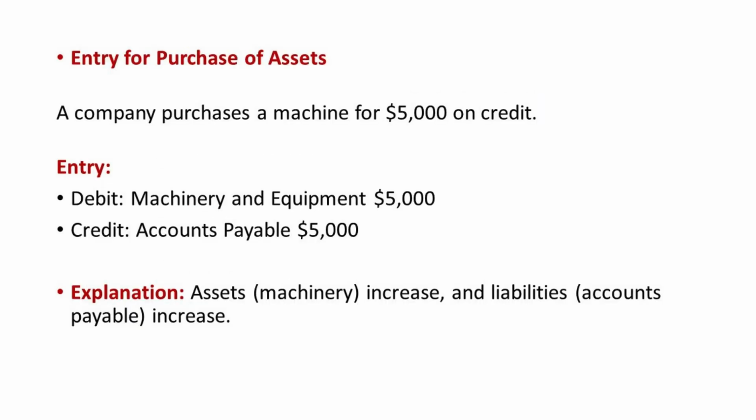Entry for purchase of assets. A company purchases a machine for $5,000 on credit. Entry: debit, machinery and equipment, $5,000. Credit: accounts payable $5,000. Explanation: assets, machinery, increase, and liabilities, accounts payable, increase.